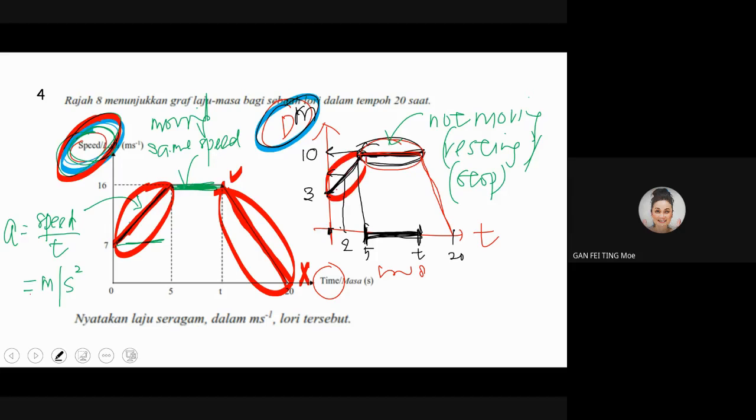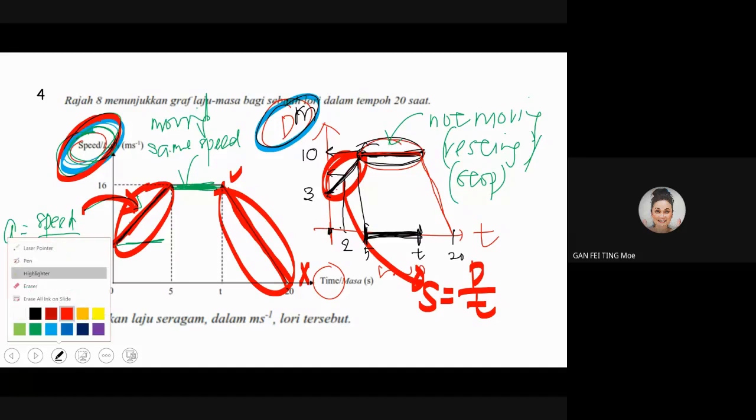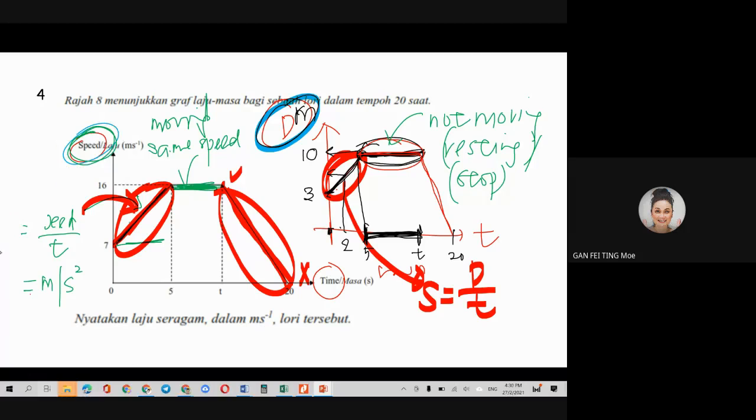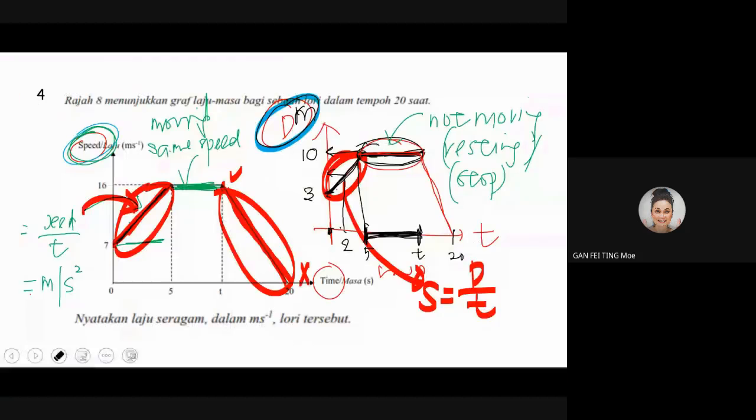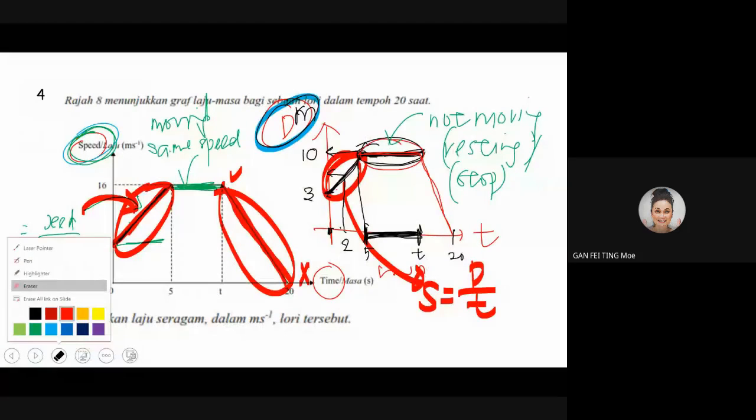For this part, you will get your speed, because speed is equal to distance over time. So this part is speed, and this part is acceleration. For speed, you have two types of graph: one is the speed-time graph, and one is the distance-time graph. Pay attention to the keyword, to the graph, before you start solving. Otherwise, it will not help you. Erase all the slides.